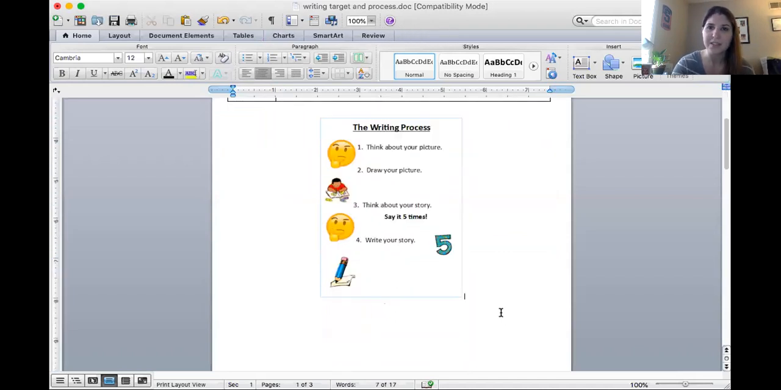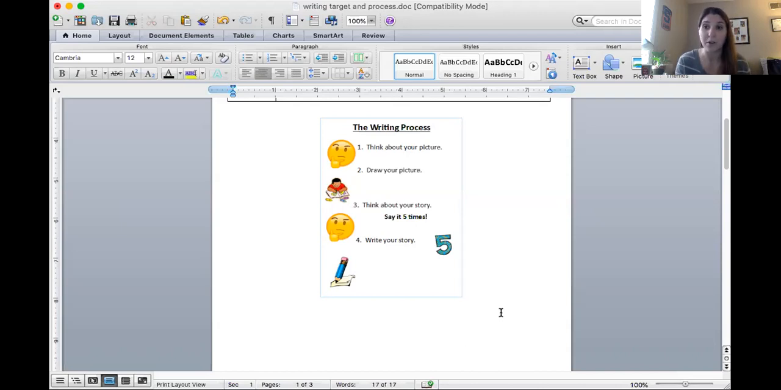So the writing process, let's talk about that again. Whenever we're going to make a writing piece, we always want to start off by number one, we want to think about our picture. We think about what we want to put down on the paper before our pencil touches the paper at all. Think about it first.